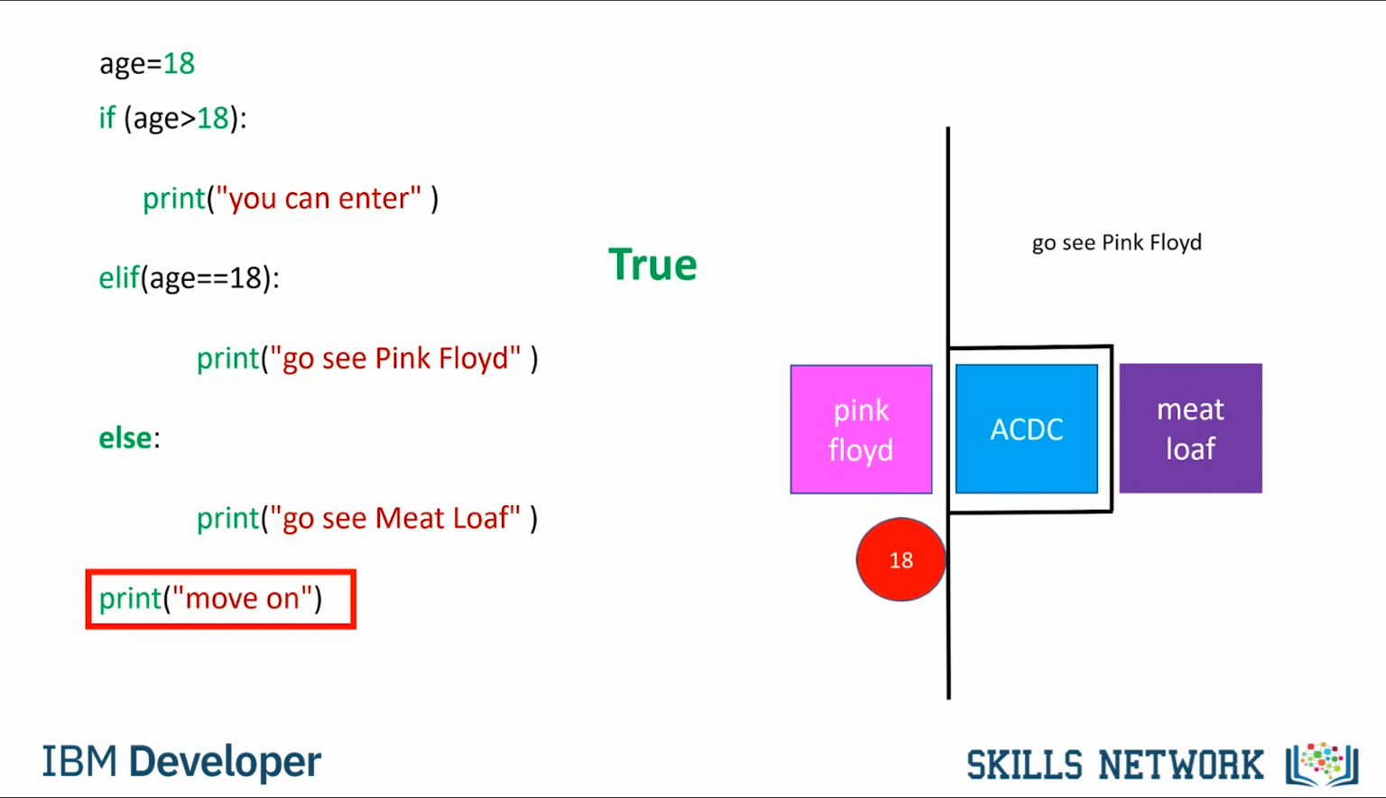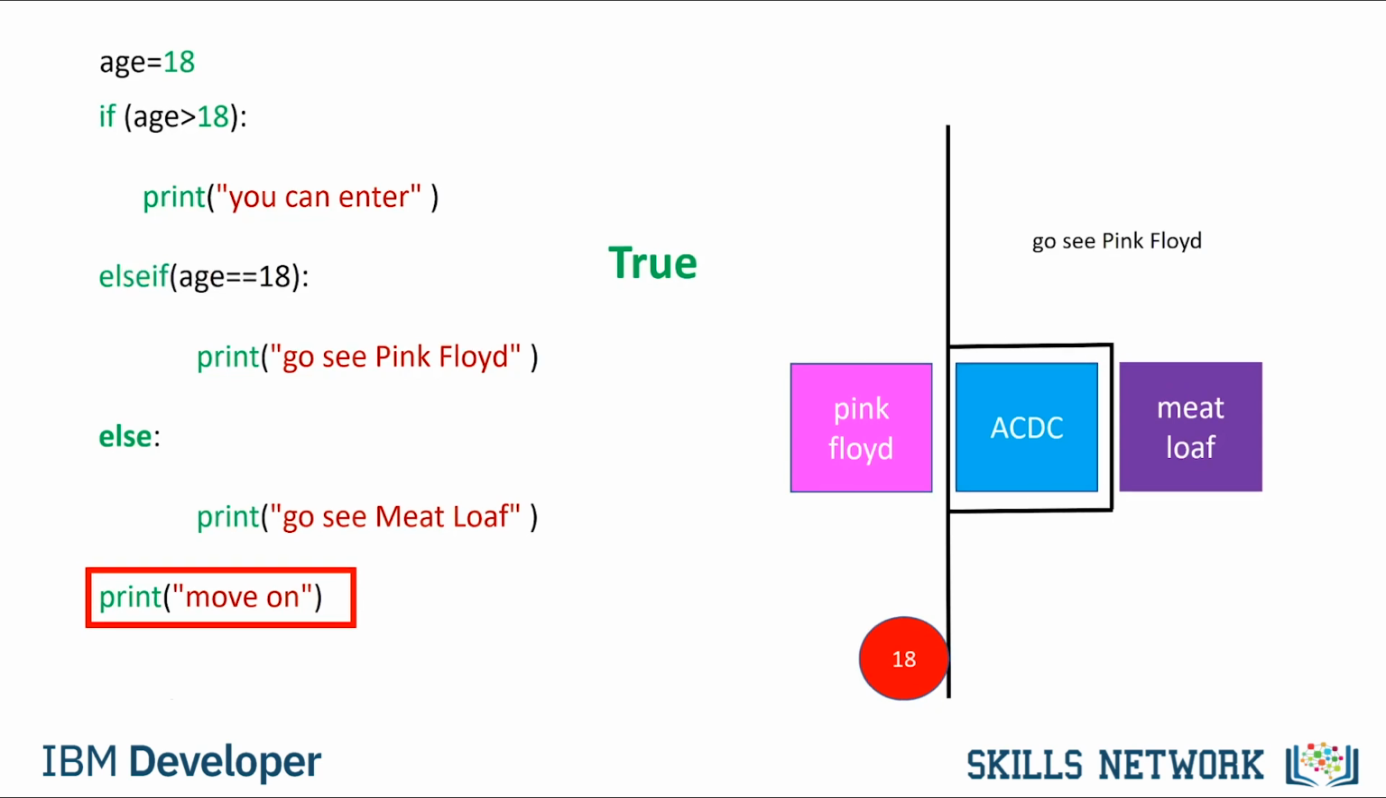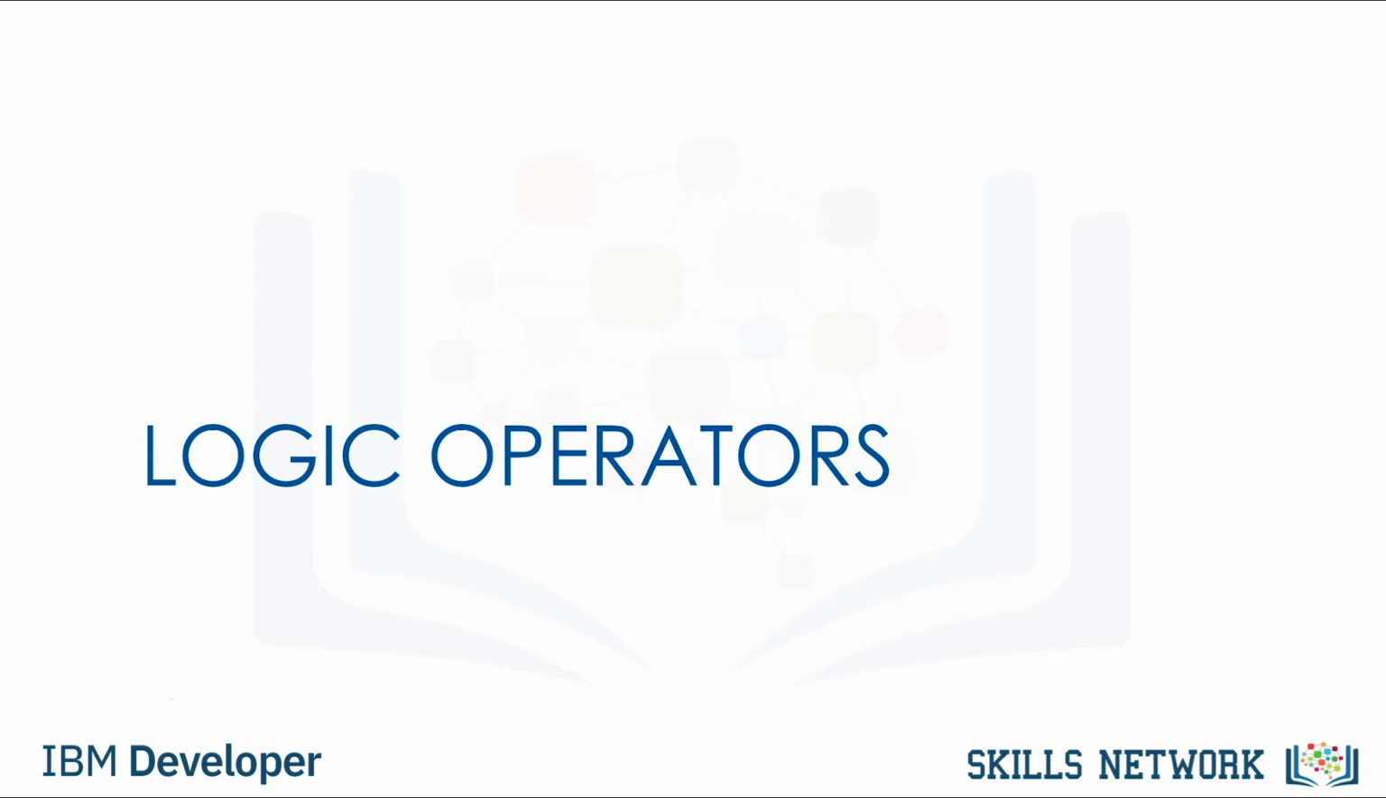If the variable age was 17, the statement "go see Meatloaf" would print. Similarly, if the age was greater than 18, the statement "you can enter" would print. Check the labs for more examples. Now let's take a look at logic operators.